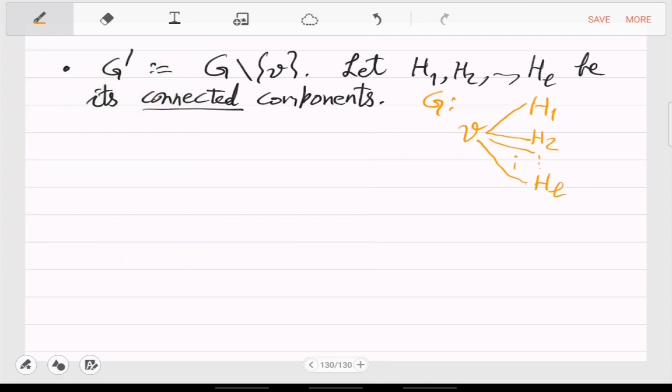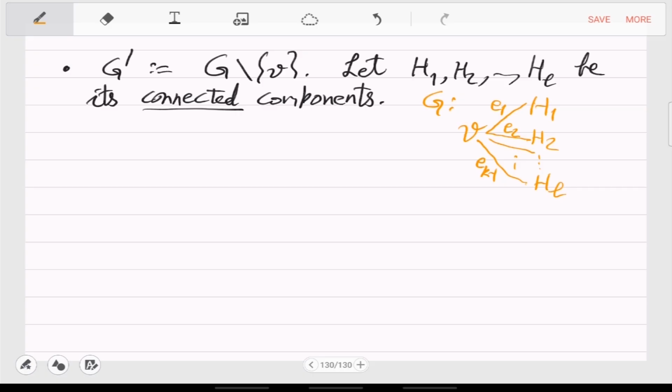So how many edges are incident on v? k minus 1 or less, right? So let's say k minus 1. So v has these many neighbors. Now the neighbors may, of course, be in the same Hi or they may be in different Hi's. That won't be important. So what do you do now?